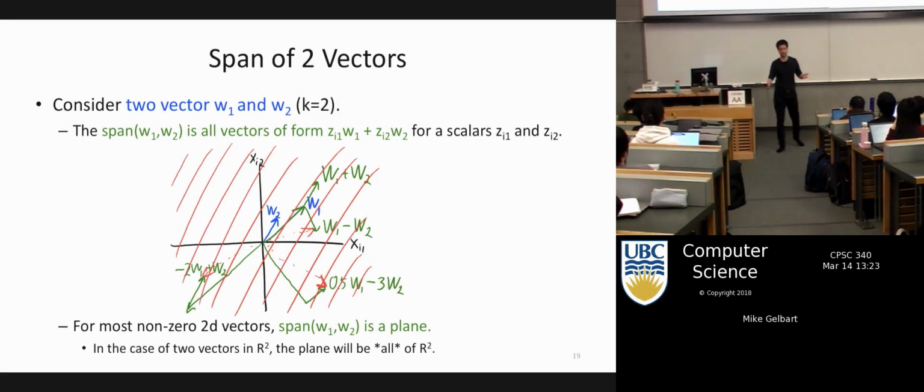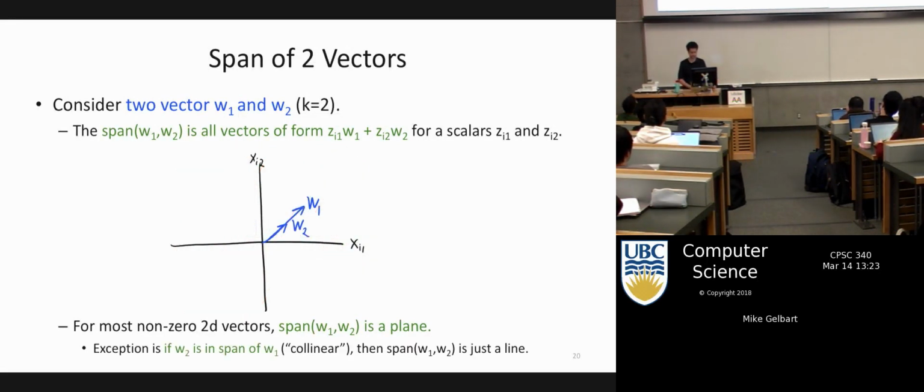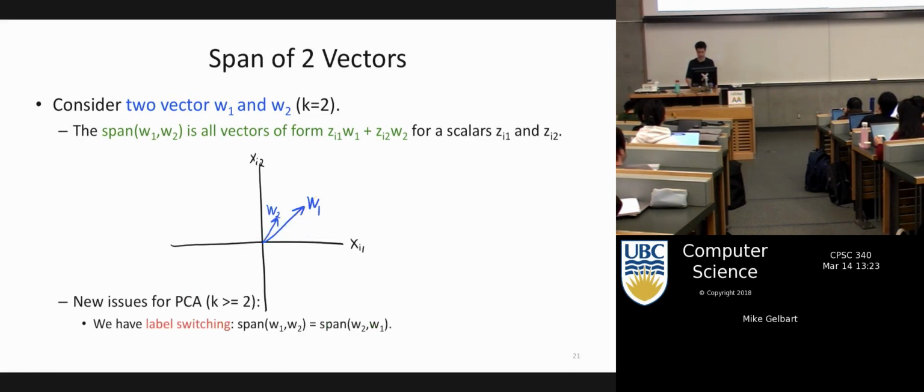Now we have the same issue we had before. When we were just trying to span a line, we had a bunch of different vectors that span the line. Now when we want to span the plane, we have a bunch of different pairs of vectors that can do that job for us. Well, other than these two. So there's this collinearity situation: if the two vectors are multiples of each other, then they don't actually get you into a new dimension. But that aside, we can span the space.